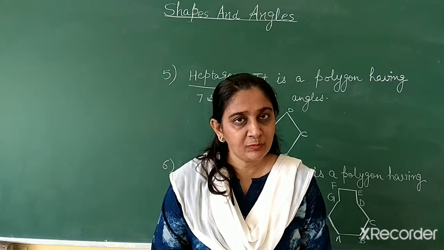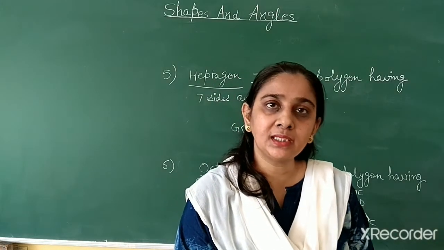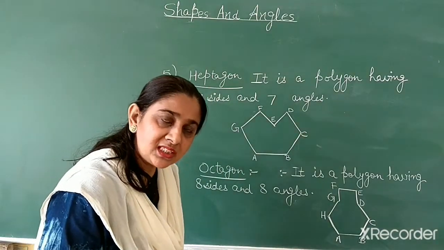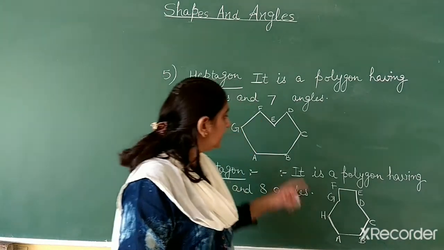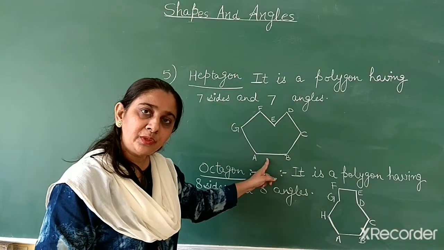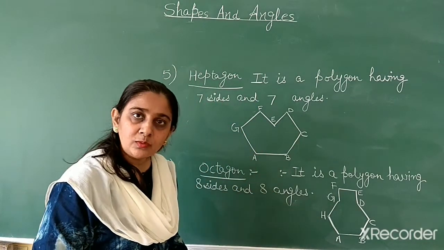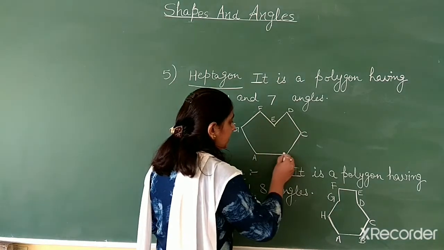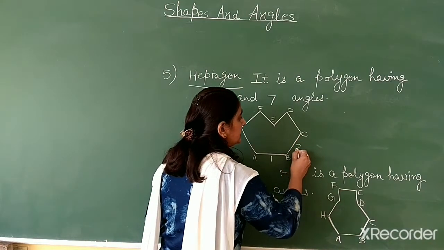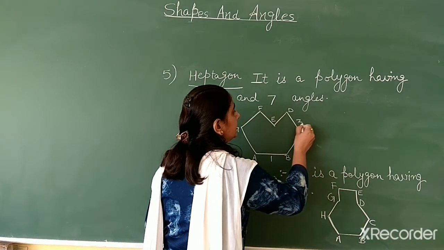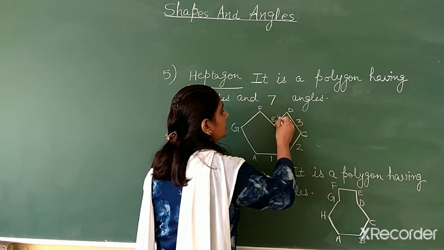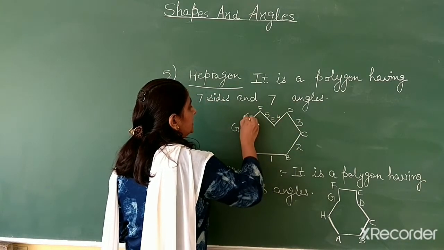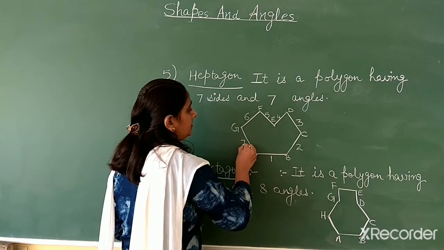Now children, the next type of polygon is heptagon. Hept means 7. So heptagon is a polygon which is having 7 sides and 7 angles. Here I have drawn one heptagon in front of you. Now we will count 7 sides and we will mark 7 angles in this. AB is the first side, BC is the second side, CD is the third side, DE is the fourth side, EF is the fifth side, FG is the sixth side, GA is the seventh side.